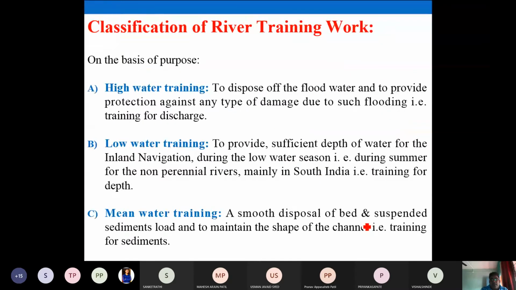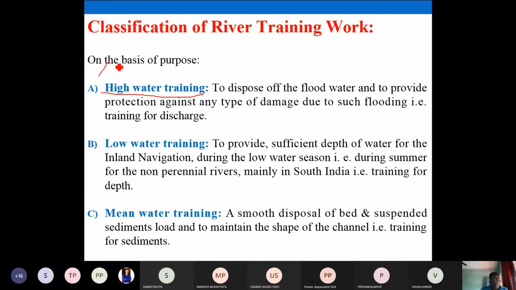Then the second part is a very important part, about the classification. The question is always asked in examinations: classify the river training work. So there are three categories of river training. First one is the high water training.